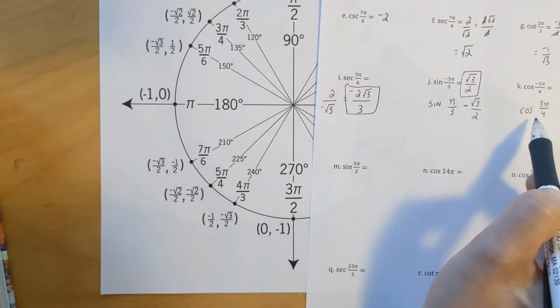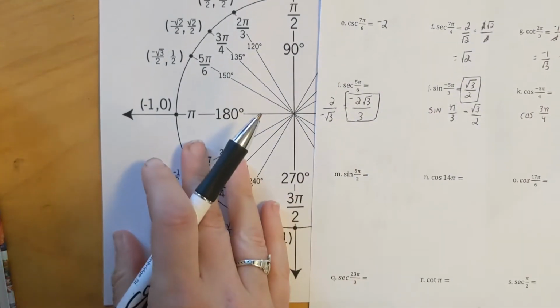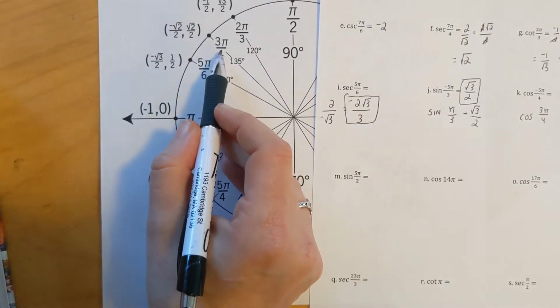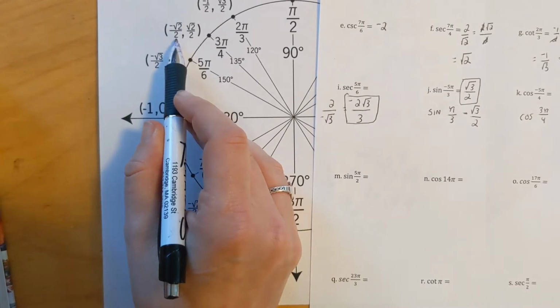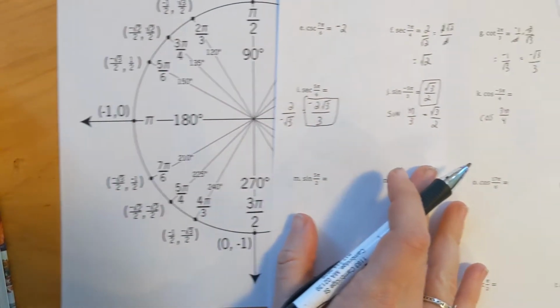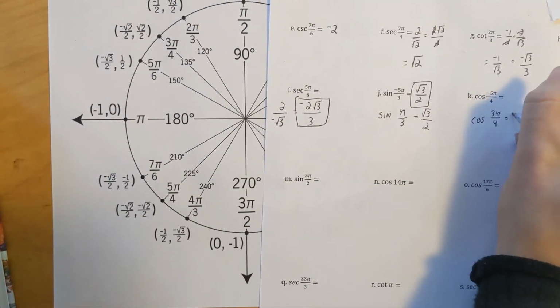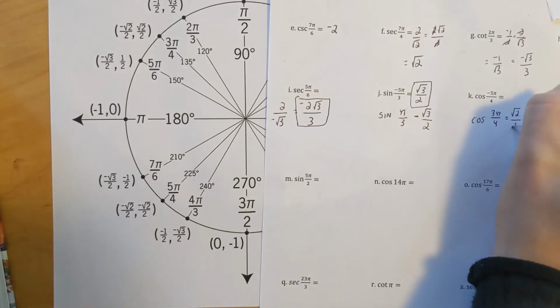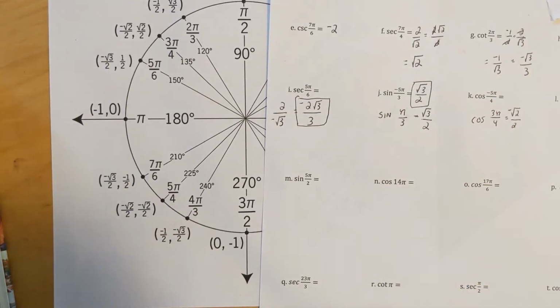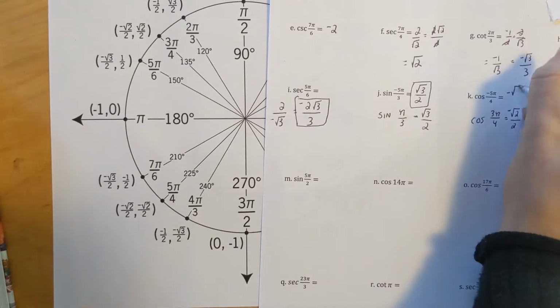So now I'm looking for 3 pi over 4, and that is right here. It's cosine, so I'm finding the x coordinate. So it's negative root 2 over 2. So that is my answer up here as well, because those are coterminal angles.